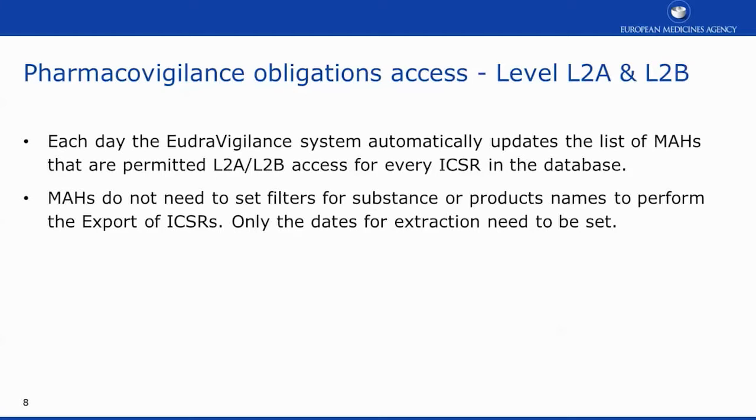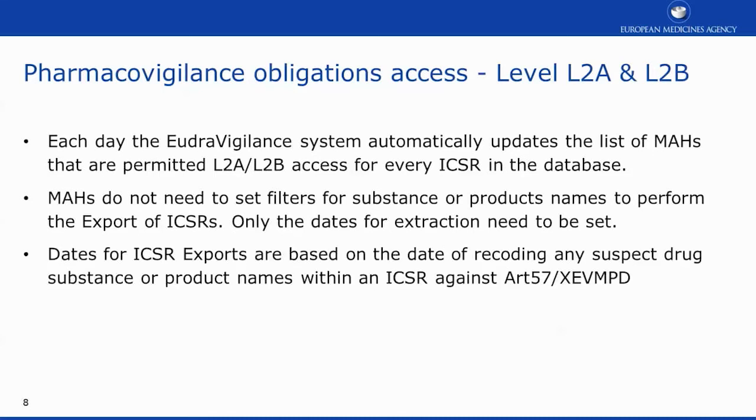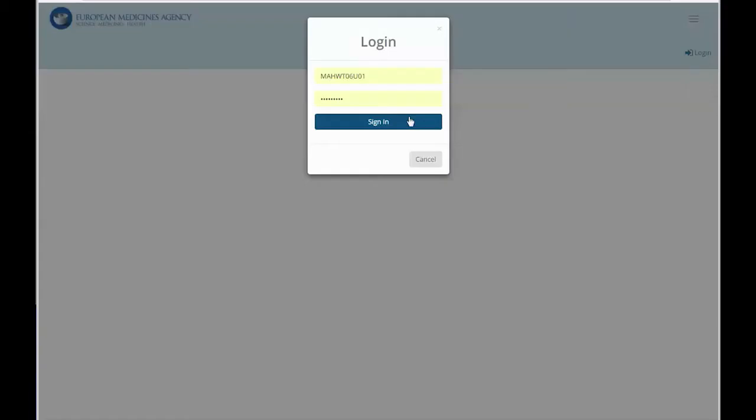Marketing authorization holders do not need to set filters for substances or product names to perform the export of ISSRs. Only the dates for the extraction need to be set. The dates used for ISSR exports are based on recoding events made against suspect drugs, substances or product names within an ISSR against the Article 57 EVMPD data.